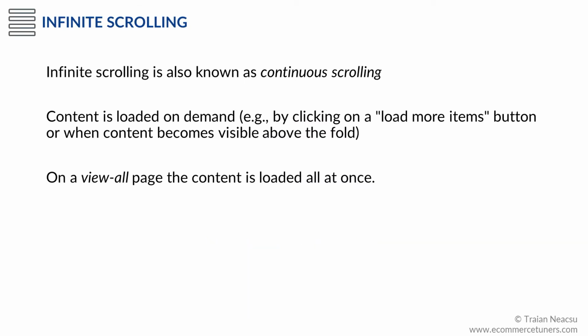A frequent user interface design alternative for pagination is infinite scrolling. Also known as continuous scrolling, it lets users view content as they scroll down towards the bottom of the page without the need to click on pagination links. Visually, this alternative appears very similar to displaying all the items on the page. However, the difference between infinite scrolling and a view all page is that with infinite scrolling, the content is loaded on demand, while for a view all page, the content is loaded all at once.